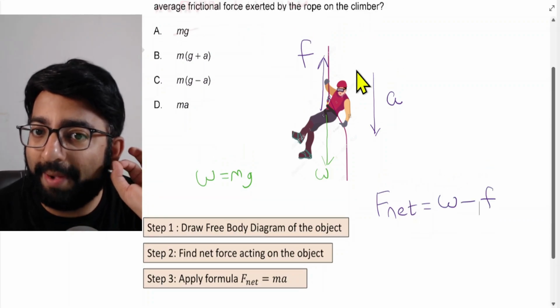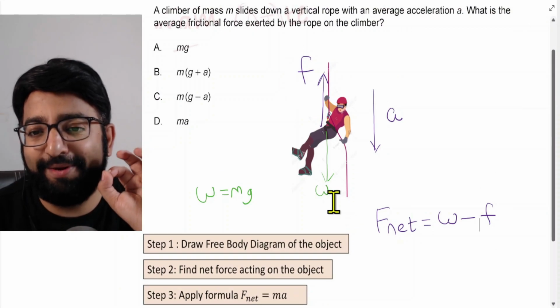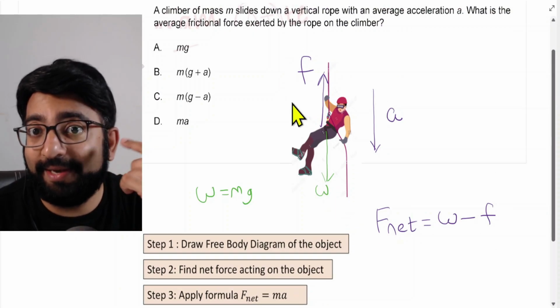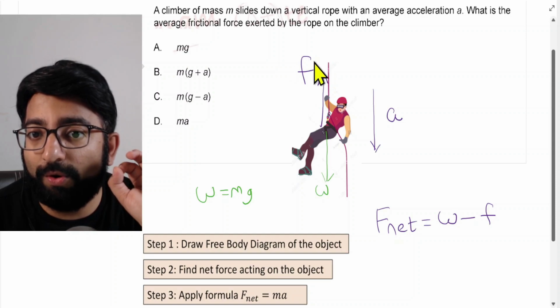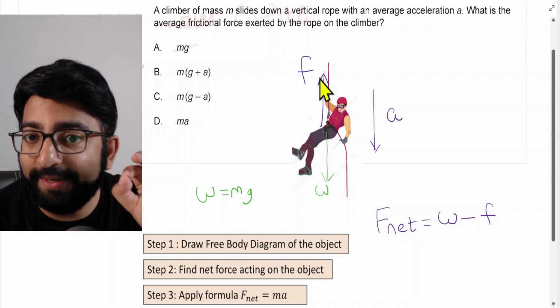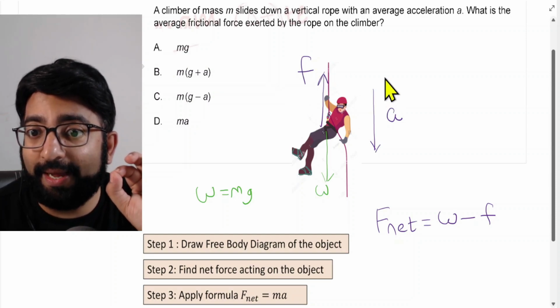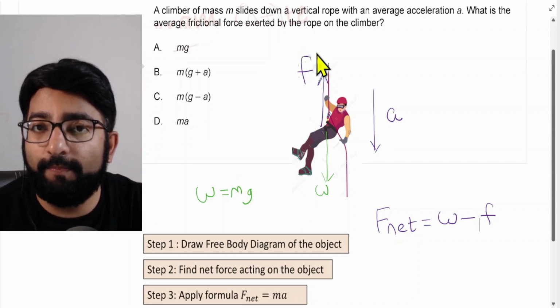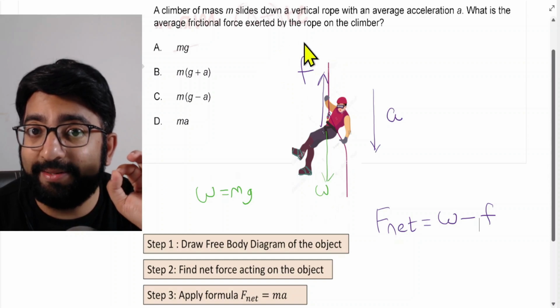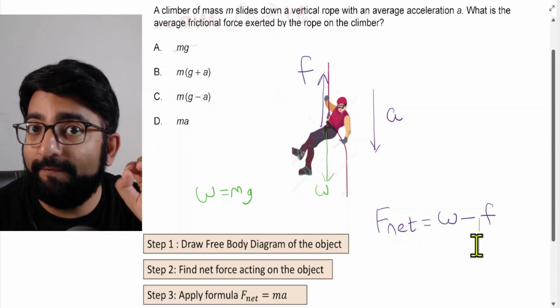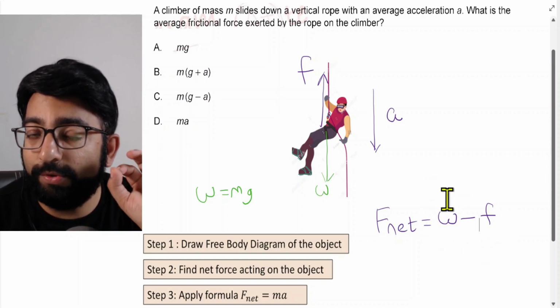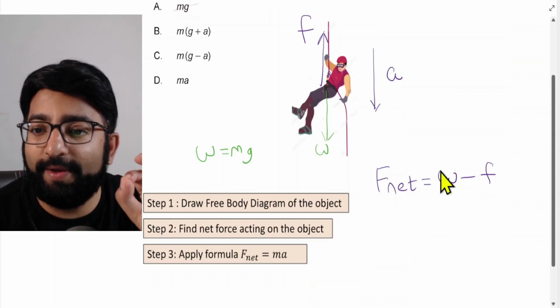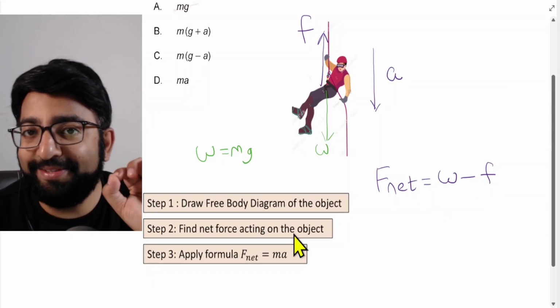Now, some students might say, why not F minus W? Because it's again subtraction only. So why not we take F in the beginning? The reason is, since the climber is sliding down, the downward force needs to be stronger than the upward force. So W is greater than F. And when we are subtracting, the bigger value should come in front. That's why I write W minus F. And that's the net force.